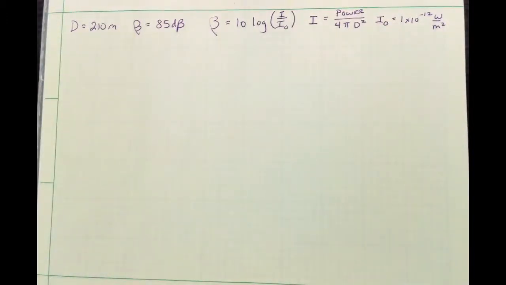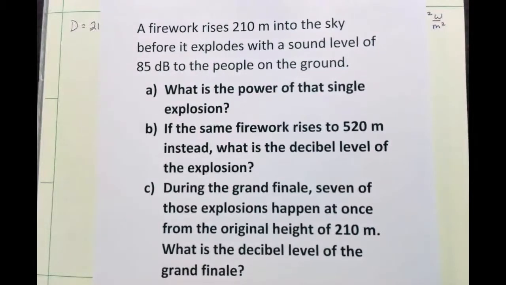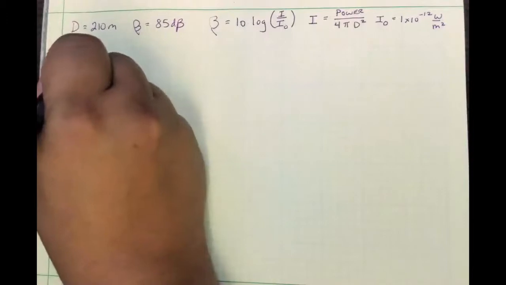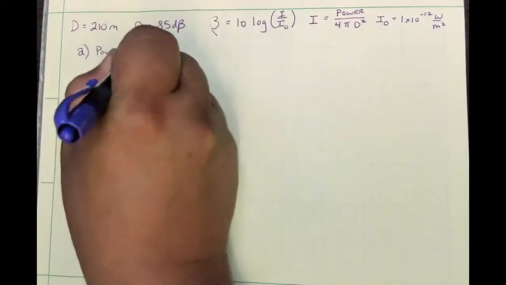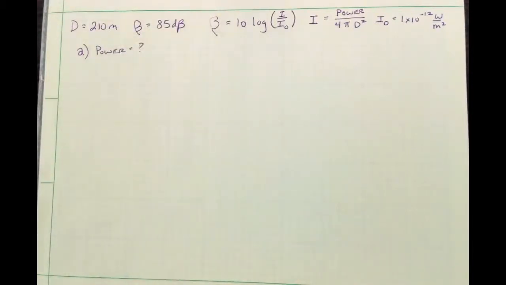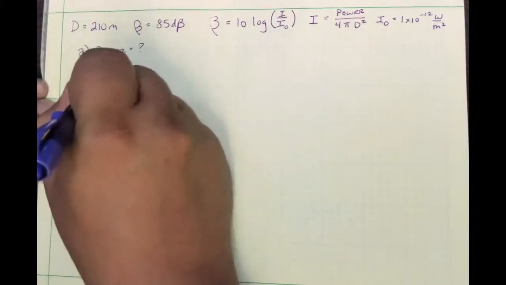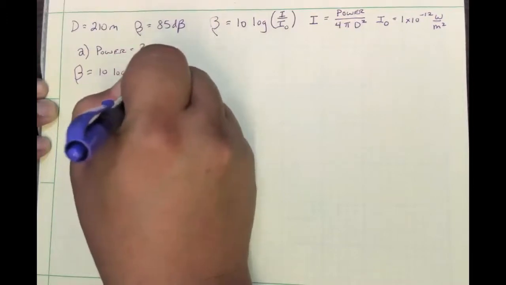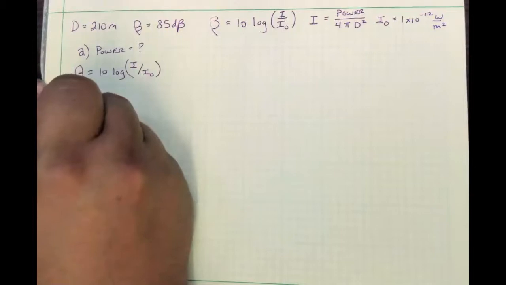All right, so these are the data that we're given. These are the relevant equations. And in part A, we are asked for the power of the initial explosion. Well, we take this in steps. We begin with the decibel equation, 10 log intensity over the threshold of hearing. That is 85.